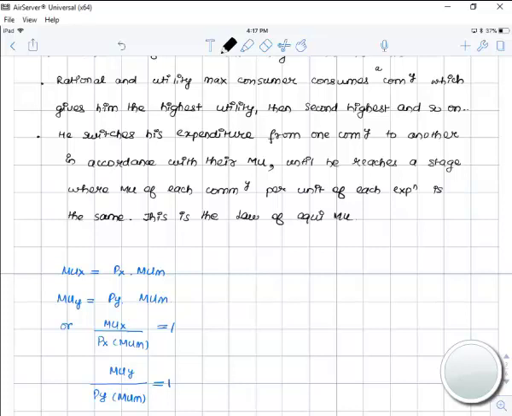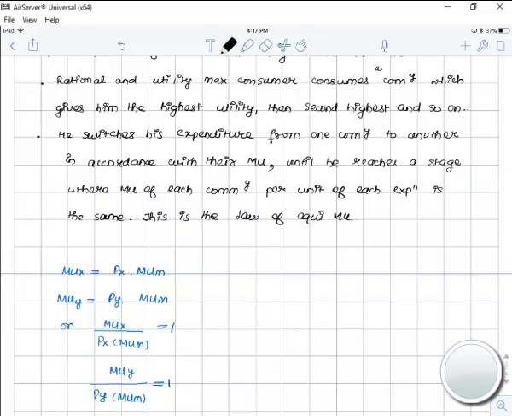Where the marginal utility of each commodity per unit of expenditure is the same. This is the law of equimarginal utility. At equilibrium, MUX has to be equal to PX times MUM, and MUY has to be equal to PY times MUM. Or you can write MUX upon PX MUM equals 1, MUY upon PY MUM equals 1. Both of them are equal.